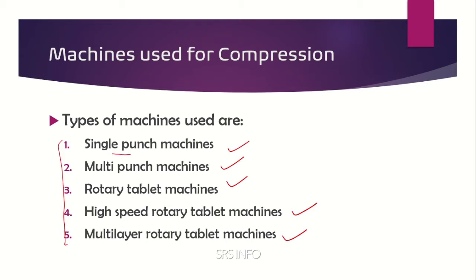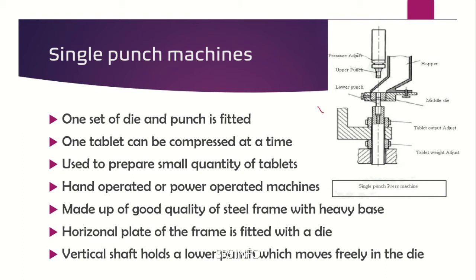Today we will discuss the first one, that is single punch machines. The diagram is very important for examination purposes, so practice thoroughly how to draw it. Questions can be asked on the parts of the machine and the working method of these machines, both types of questions can be asked in the exam. So from the examination point of view, we will discuss the parts along with the working of the machine.